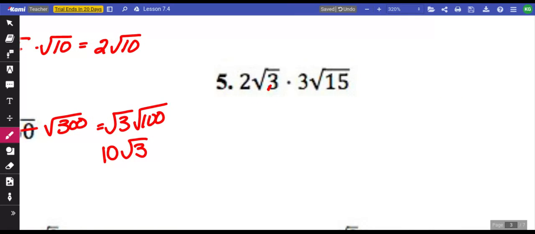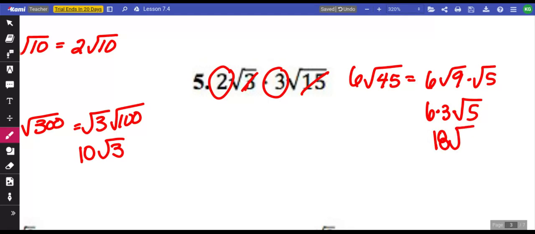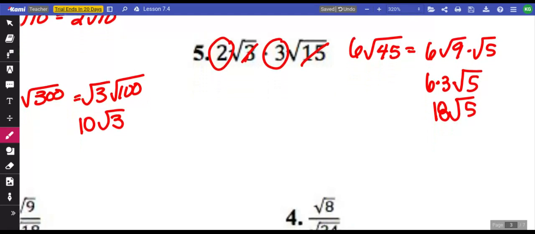On this one, the only like terms I'm going to combine are the 3 and 15 for the square root of 45 underneath. Then I'll multiply these ones on the outside like terms, which would give me 6. Now 45 breaks up into 9 and 5. And the square root of 9 is 3. And so then my final answer would be 18 square root of 5.